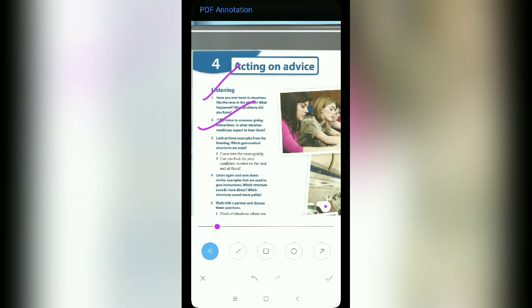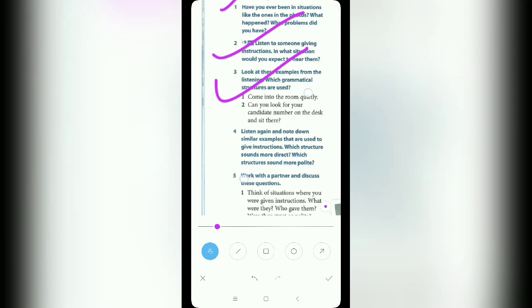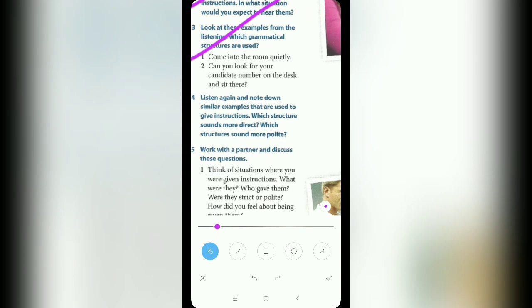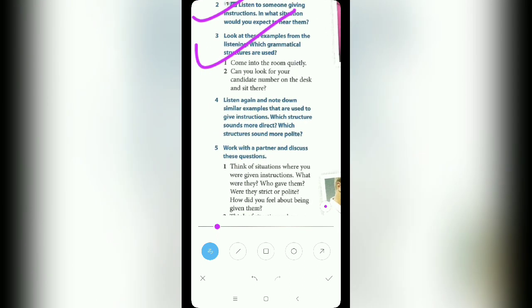Students, the third one also you will do on your own. Okay, and now we'll go to the fourth one. Listen again and note down similar examples that are used to give instructions. Which structure sounds more direct? Which structure sounds more polite? So the fourth one I think is related to the third one only.